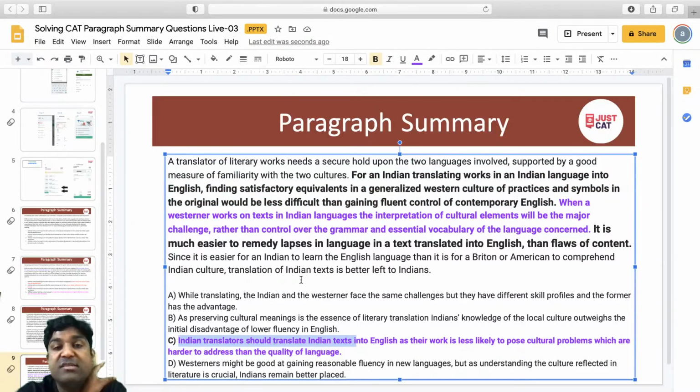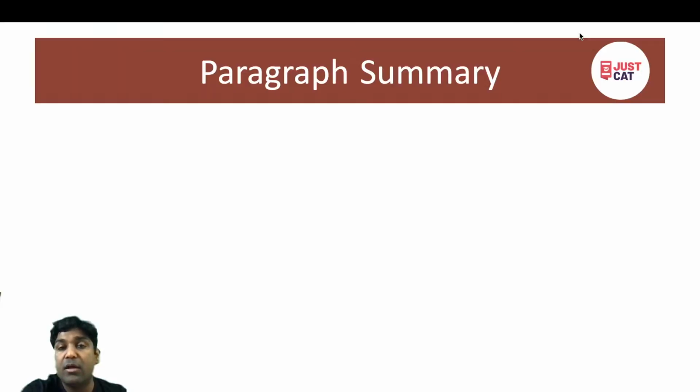Also, if you read the last part, since it is easier for an Indian to learn the English language than it is for a Britisher or American to comprehend the Indian culture, translation of Indian text. So since it is easier for Indians to understand the Western culture and translate the works properly, and it is difficult for Indians to learn the English language, but still it is manageable. Language can be reformed, but content cannot be. So Indian translators, translation would be a better idea.